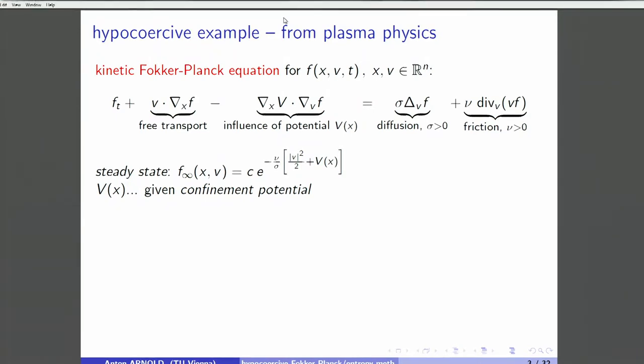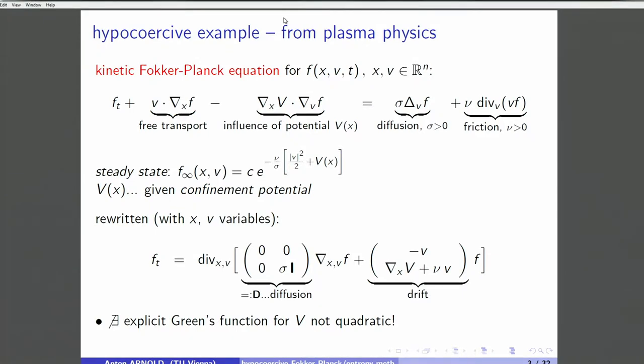And then on the right-hand side, we have the dissipative part of the evolution. Here we have a diffusion part, and here we have a drift or a friction part. Note that this dissipative part only has derivatives with respect to the velocity variable and not with respect to x. That will bring in the degeneracy that I'm going to speak about here. For this equation, you can write down a steady state of this exponential form, with velocity squared and this potential. You can just plug it into the equation and verify that this is the steady state.